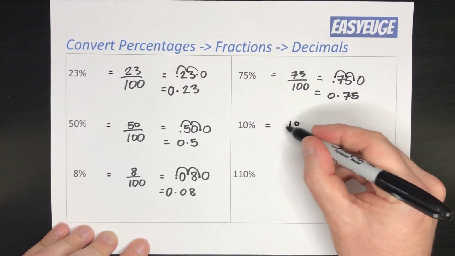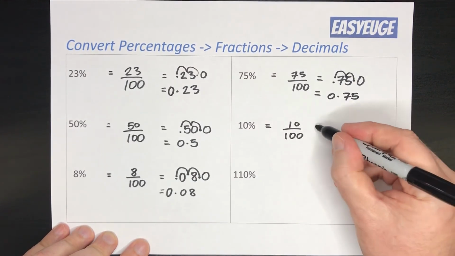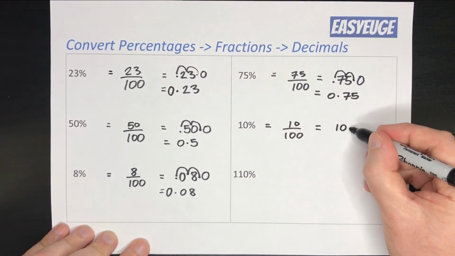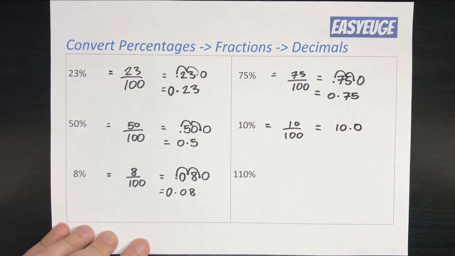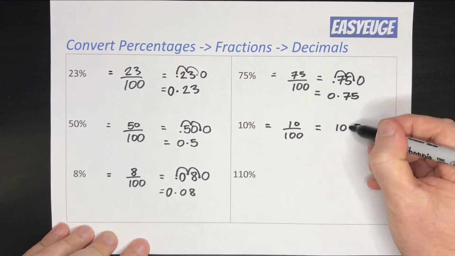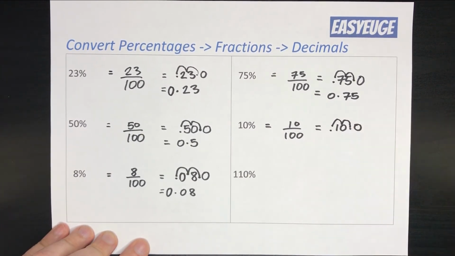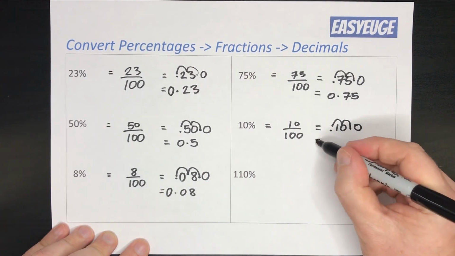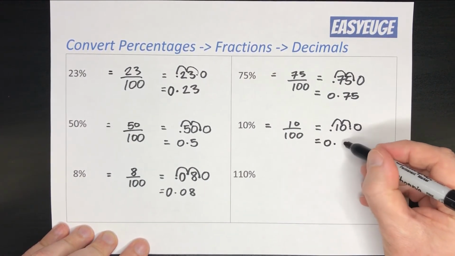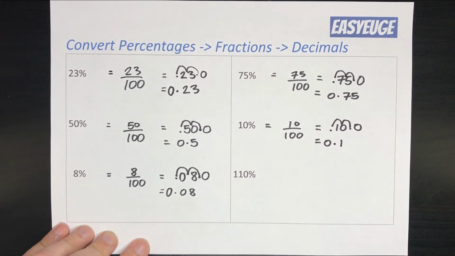10% would be 10 over 100. And we know what to do now. We can speed up a little bit. It's 10.0. Find the decimal point, 1, 2. There you go. So the answer is 0.1 or 0.10. 0.1 is a perfectly good answer.